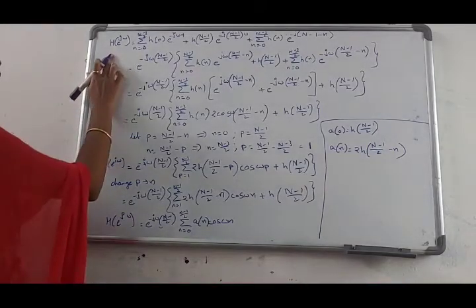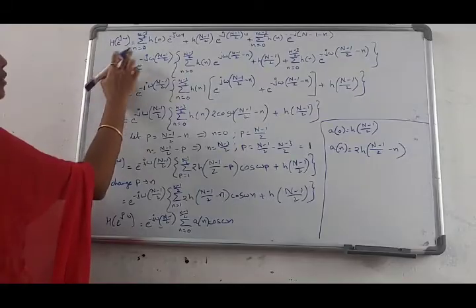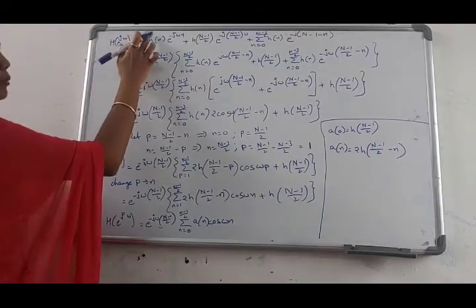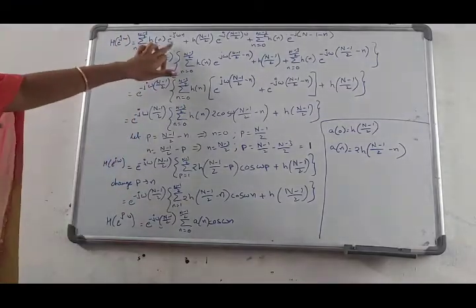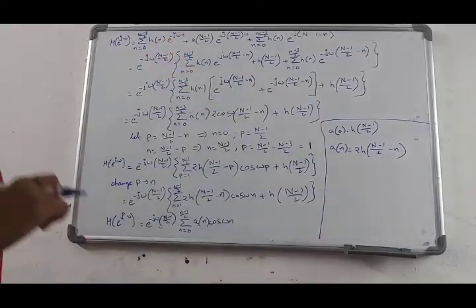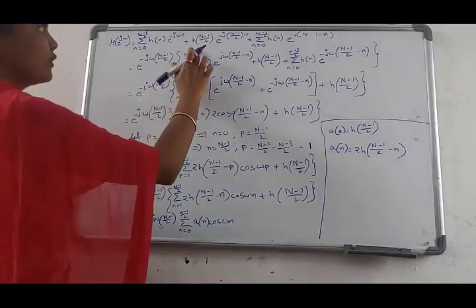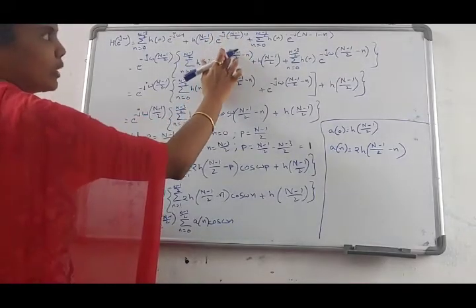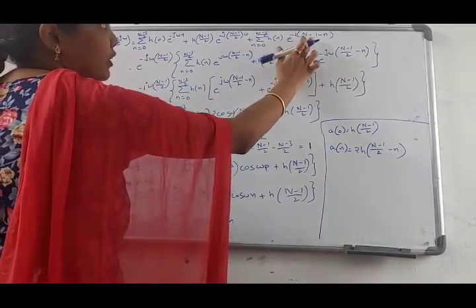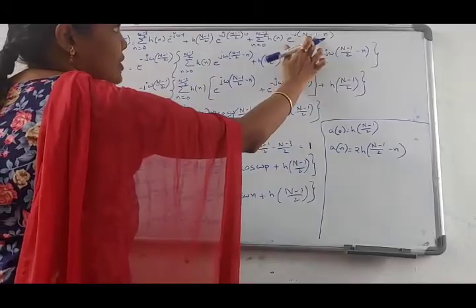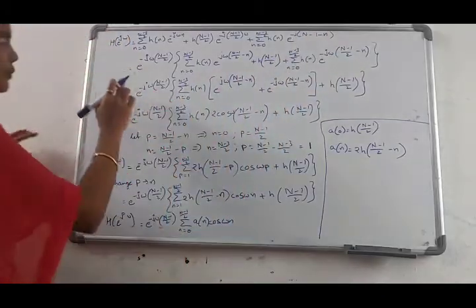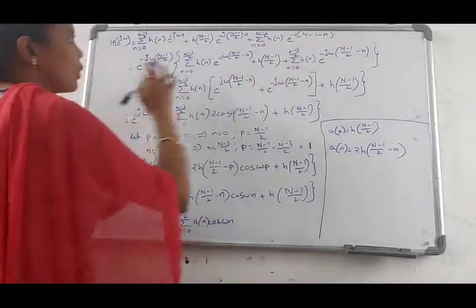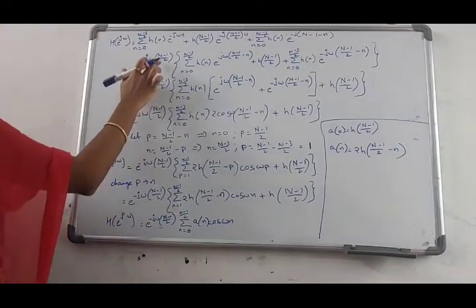Now, H of e power j omega is equal to summation n is equal to 0 to (N minus 3)/2 of h of n e power minus j omega n, plus h of (N minus 1)/2 e power minus j ((N minus 1)/2) omega. So in place of n, you have to write N minus 1 minus n. Now, in this equation, take e power minus j omega (N minus 1)/2 as common.